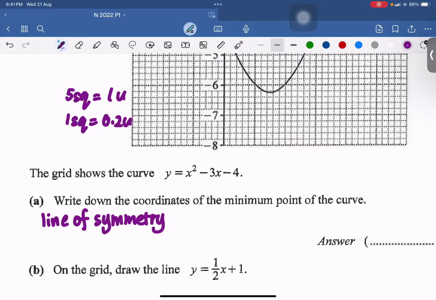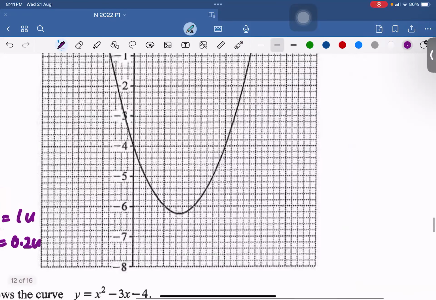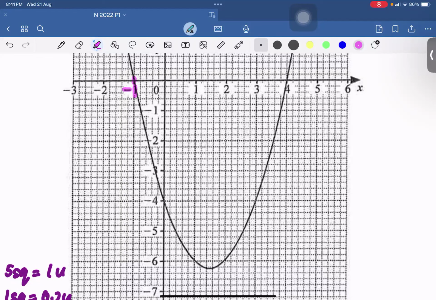Where's the line of symmetry? The line of symmetry is always the x number. Observe my x values at the x-intercepts. This is -1, this is the number 4. How do we find the number in between -1 and 4? Minus -1 plus 4. Minus or add? Juliana, take the two numbers, do what to it?